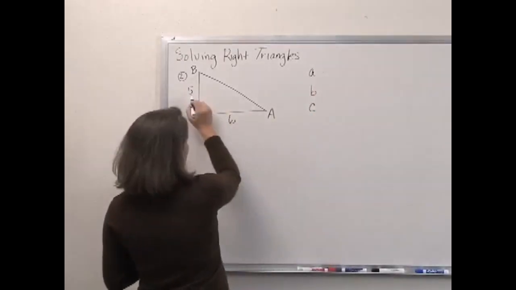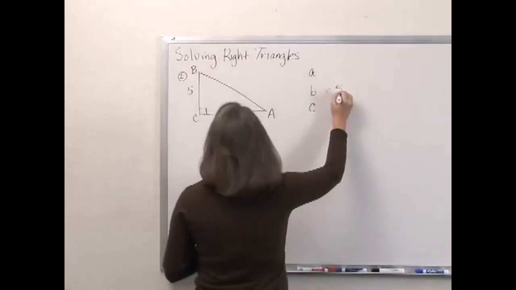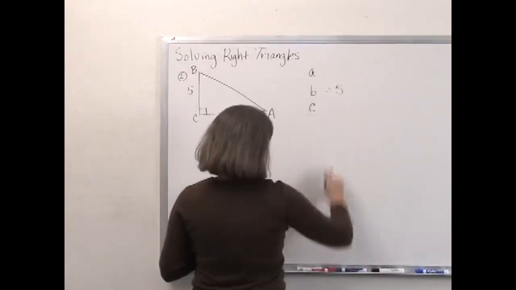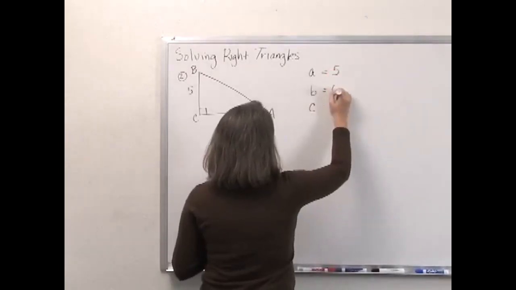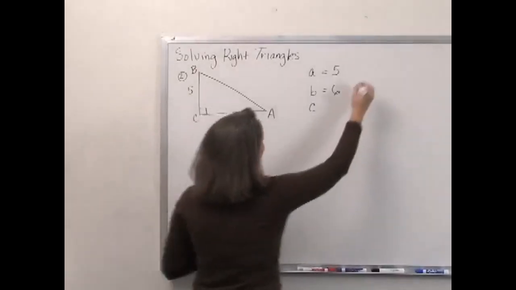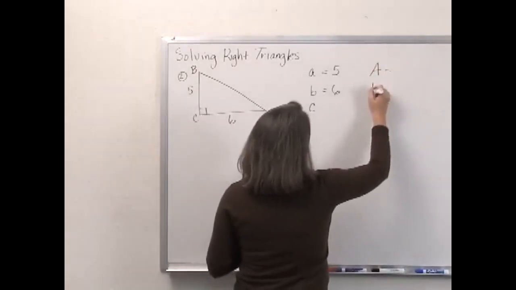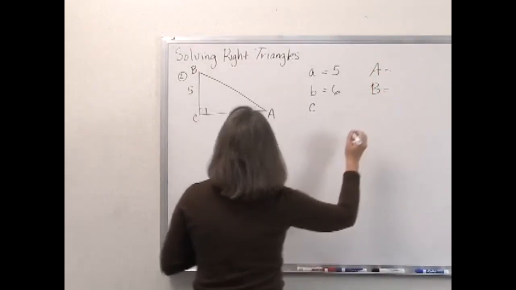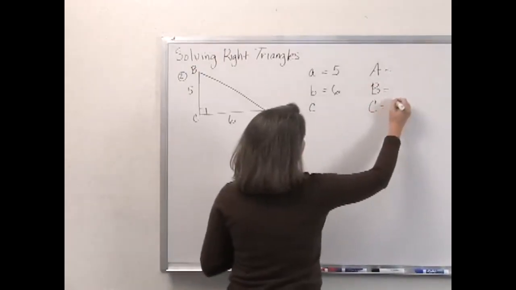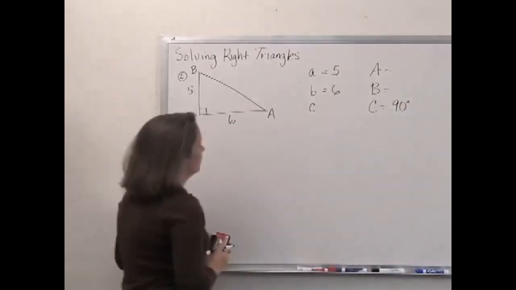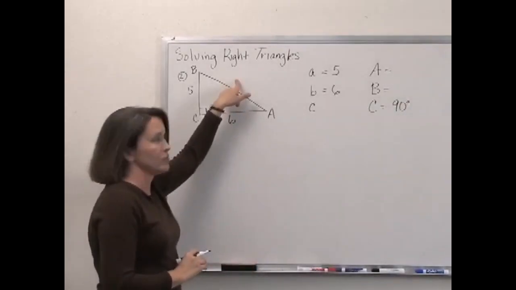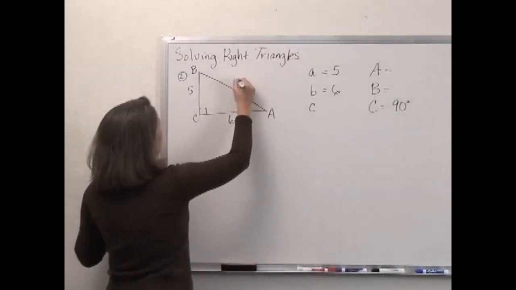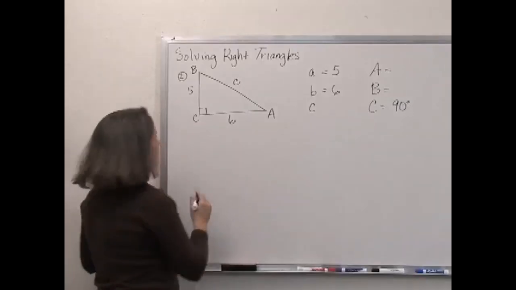So A is 5, B is 6, C we don't know yet, and now we have to worry about our angles. We don't know A or B at this point, and we know that C is our right angle. Okay, we can find the hypotenuse C using the Pythagorean theorem, so let's do that first.